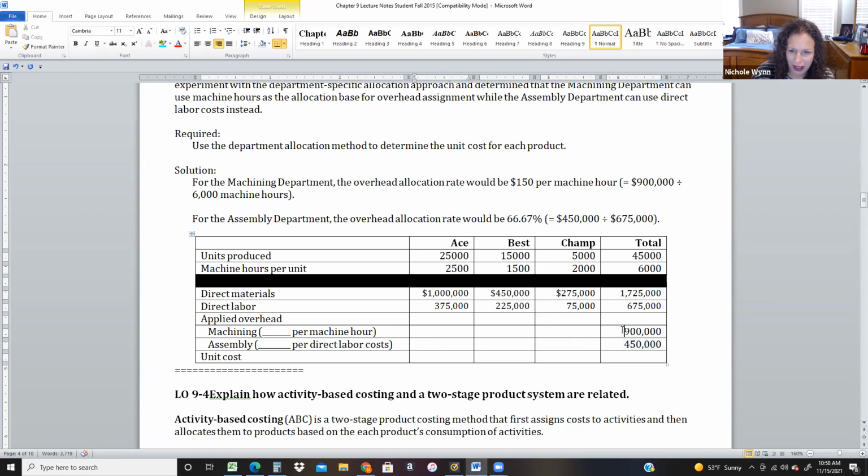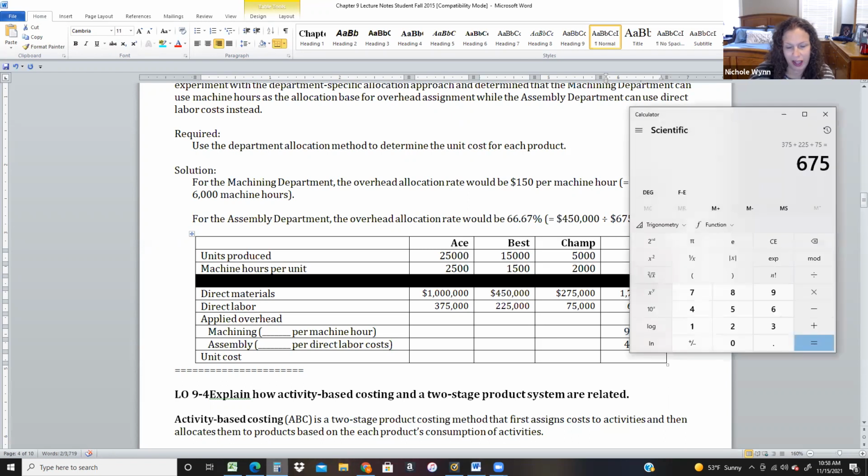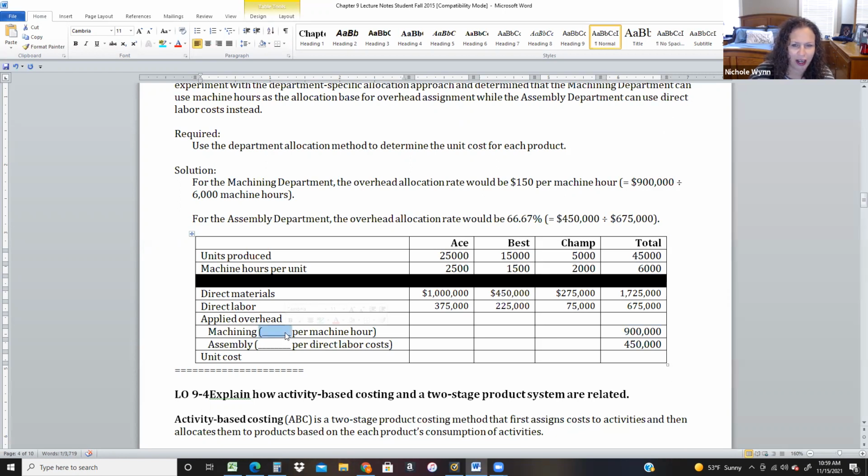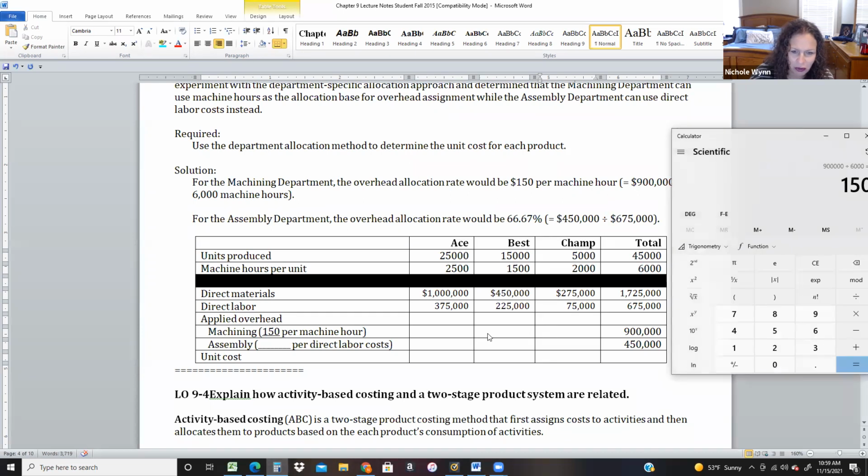If we wanted to get the amount per machine hour, we would take this 900,000 and divide by 6,000 machine hours. I am curious what I was doing wrong on the board the other day, but we're not going to worry about it. We'll be able to unpack it by doing it right now. For machining, I got $150 per machine hour, which was 900,000 over 6,000. Remember that I was just allocating it out, taking 2,500 of the 6,000 times 900,000 and doing it that way. But things were going astray.